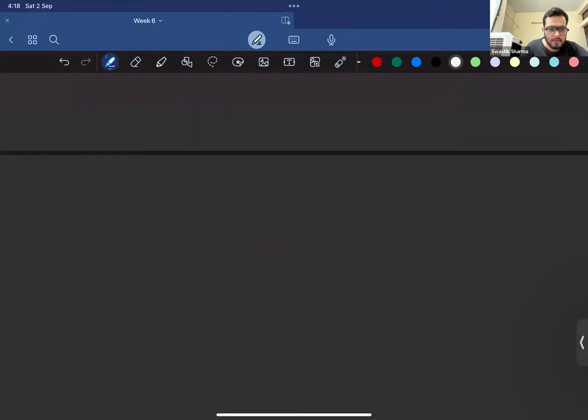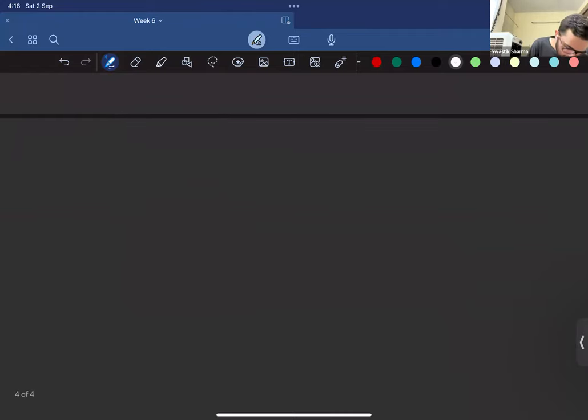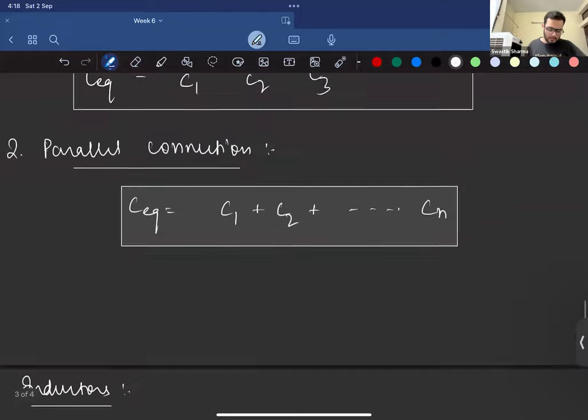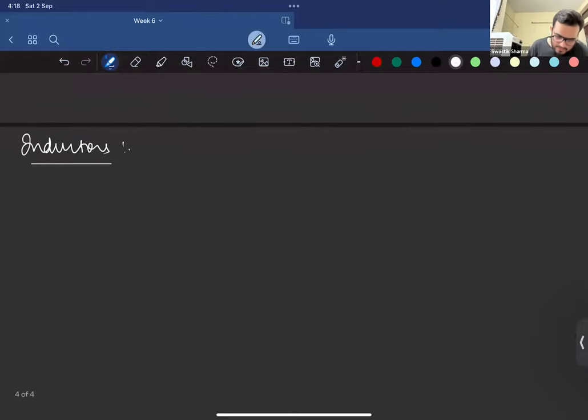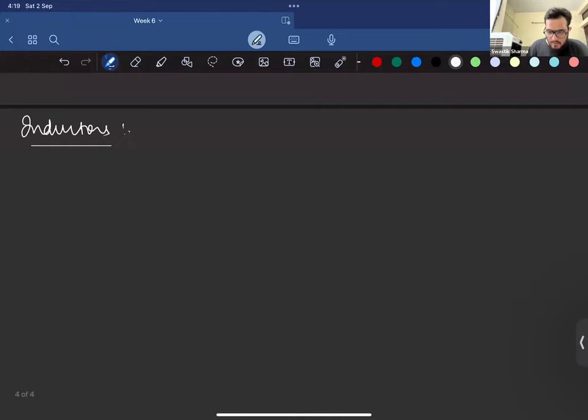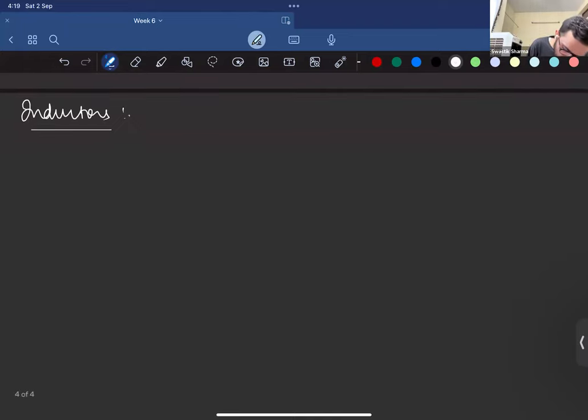Now, what more do we have to discuss? This is all for capacitors. Now, let's discuss inductors. Like capacitors, inductors are also energy storing elements, and they tend to store energy in the magnetic field. So how do we represent an inductor? We represent an inductor like this. It's a coil wound around, let's say, some core, right? So it's wound.